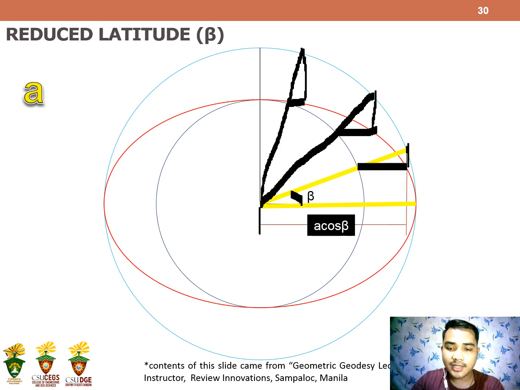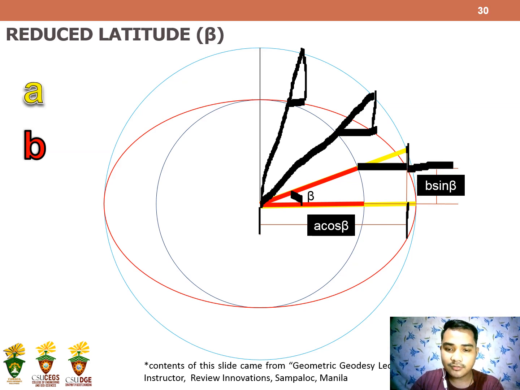To get the value of this yellow part, we can use the equation a cosine reduced latitude. Next is this red line, from the inner circle. It is equal to the other part, and to get it, we project it here. That value is equal to b sine beta.